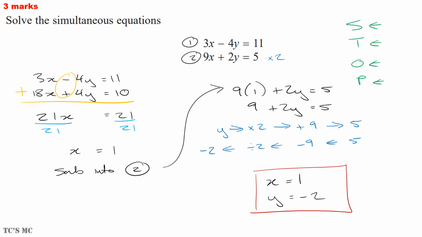To get full marks in this question, you need to show that you are eliminating the x's or the y's. That gets you 1 mark. Then for getting either the x or the y, you get a 2nd mark, and then for having both of them, you would get the 3rd mark.